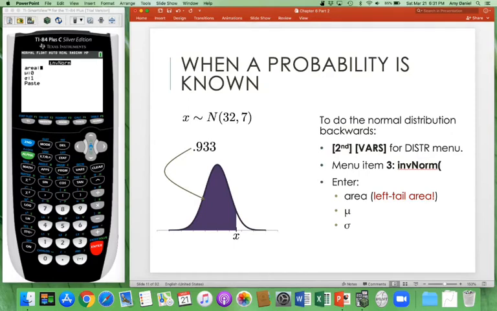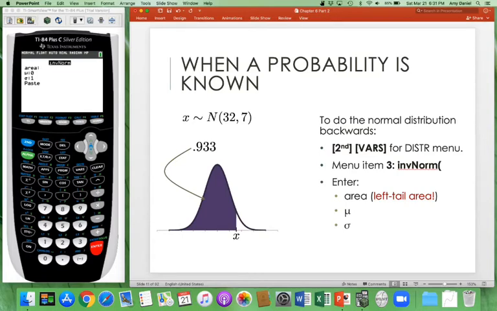And it is important that the inverse norm requires you to enter in the left-tailed area, okay? And that's exactly what we have in this example, and we'll do one where we don't have the left tail, and we have to figure it out. All right, but it always has to be area that's shaded to the left of the x value you're looking for. That's just how the calculator works.